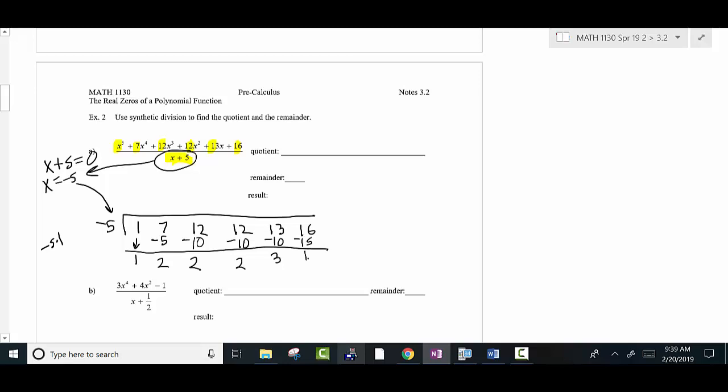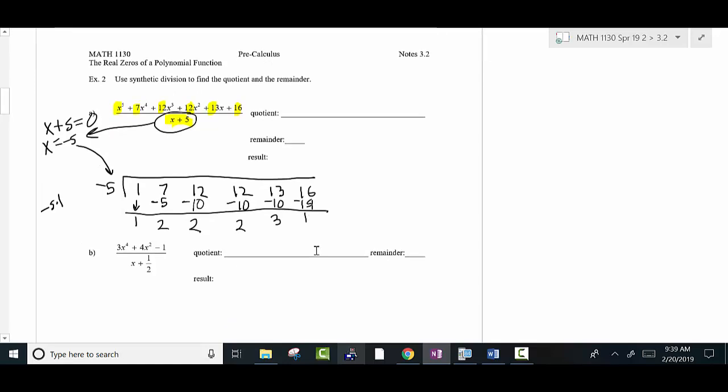So see what I'm doing, it's the same thing over and over again. Everybody will get this because it's easy to do. It's just always bring down, multiply, add. Multiply, add. All the way through. Does everybody follow that okay? Okay. All right. Now, it turns out that the quotient is staring us right in the face.